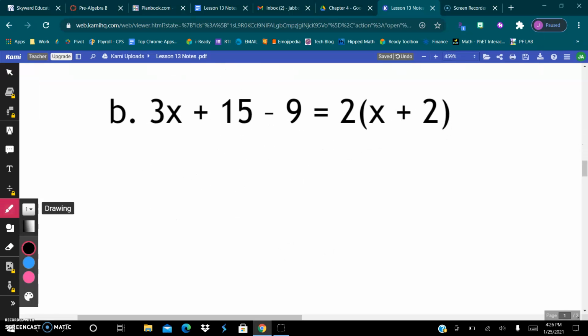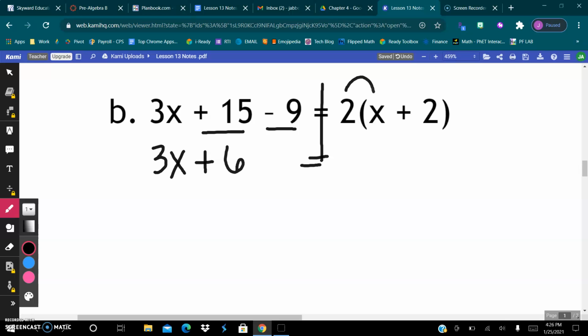Another one here, we have a positive 15 and a negative 9 on the left-hand side, because remember that equal sign is our barrier there. Those two numbers can go together. So I'm going to keep the 3x, and 15 minus 9 would be a positive 6. And then on the right-hand side, I have to distribute this 2. 2 times x is 2x, and 2 times 2 is 4.